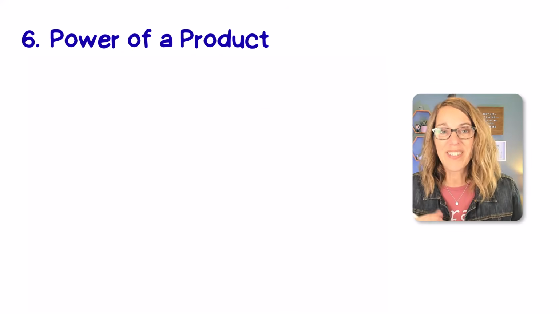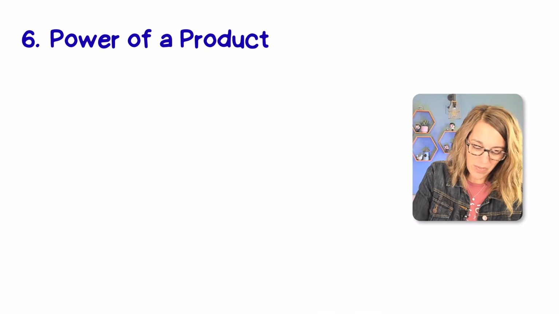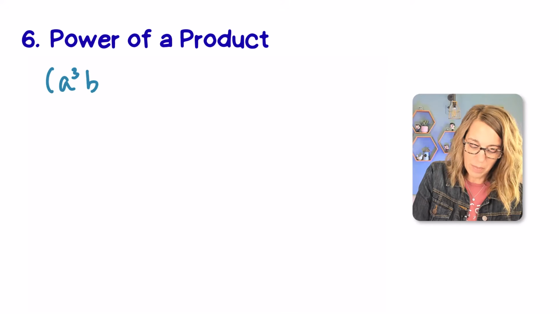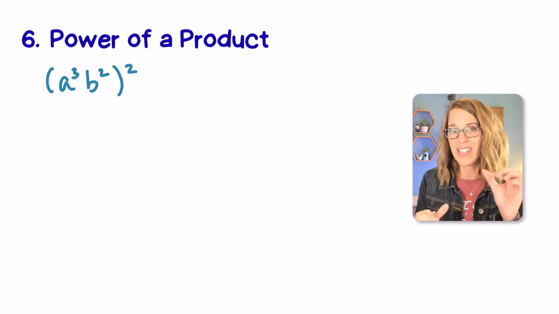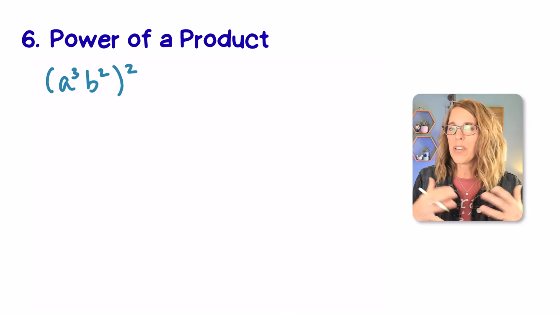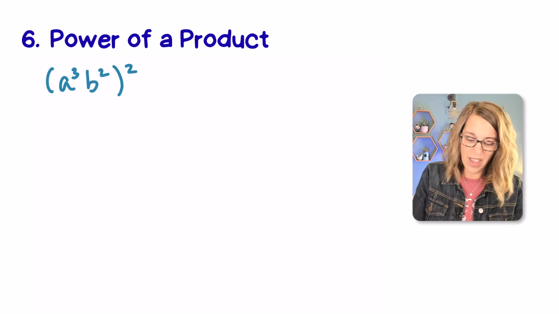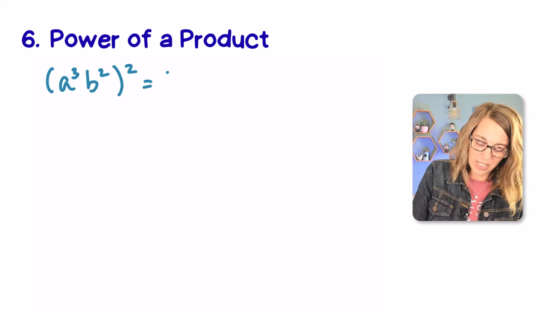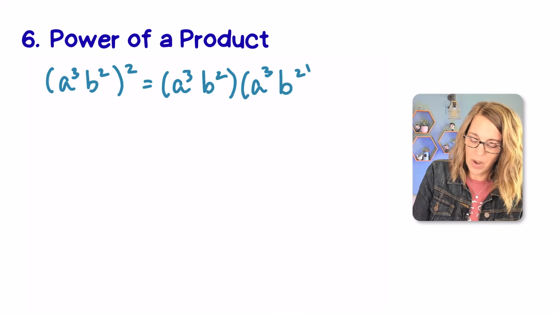We're already at number 6. Number 6 is power of a product. Let's do an example, and I'm going to do one that's fairly easy to work with. So I'm going to do a cubed times a b squared, and we're going to do this all to the second power. So I've got my product there in the parentheses to the power 2. Now I can go through and expand everything, right? This literally means that I've got 2 of everybody. So this literally means I've got an a cubed b squared and an a cubed b squared.